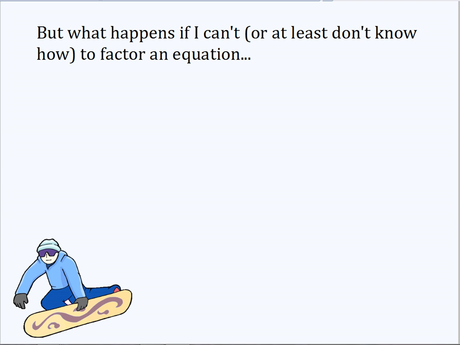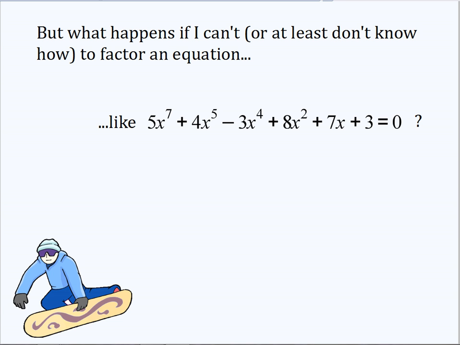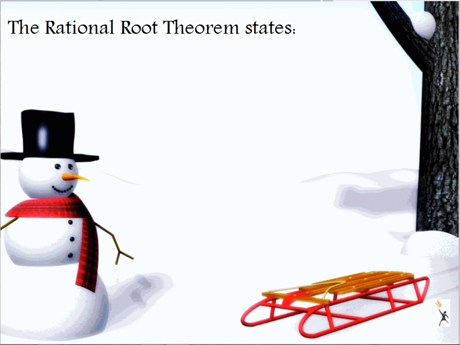What happened if you couldn't factor an equation, or if you didn't know how to factor that particular equation? For instance, what about something massive like 5x to the 7th plus 4x to the 5th minus 3x to the 4th plus 8x squared plus 7x plus 3? This is a problem because I don't know how to factor something this large. Well, the rational root theorem is going to help us out.